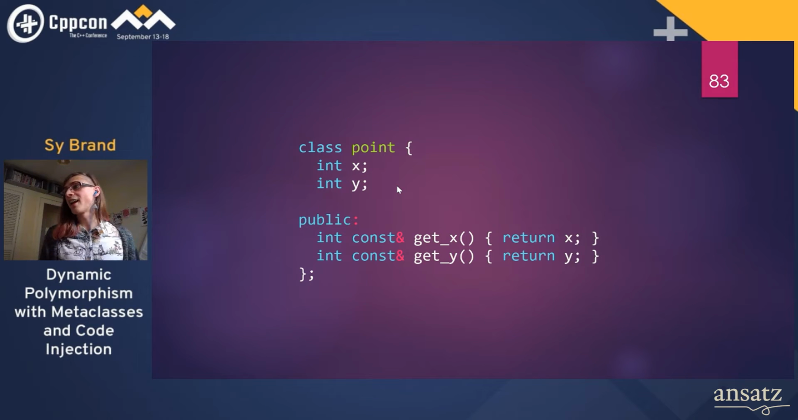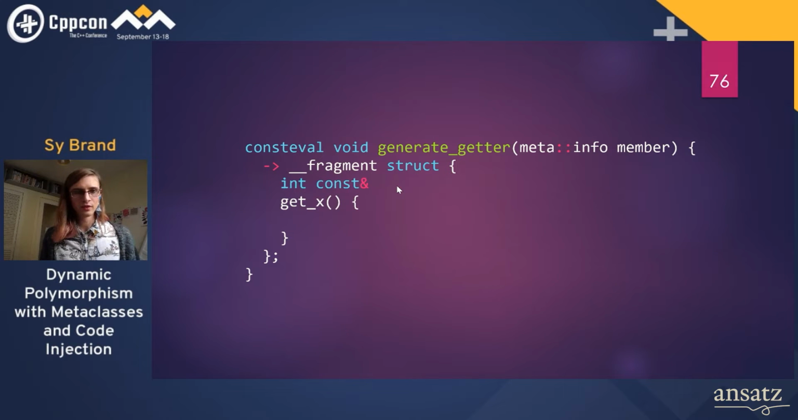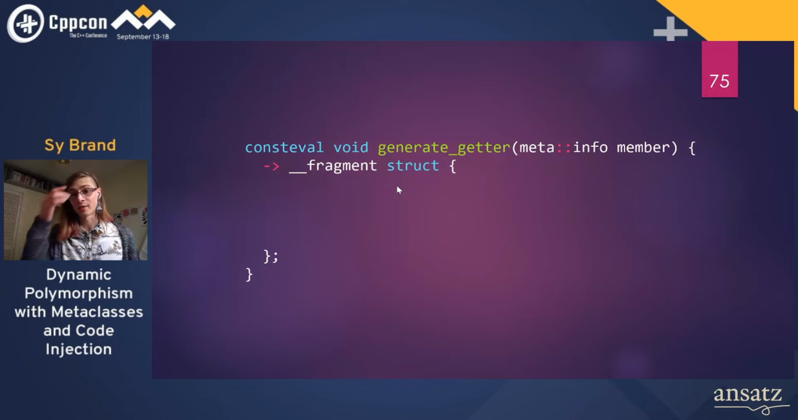Question, what determines the access specifiers of the getters? Would these be private since generate getters appears in the private portion? That depends on the fragment. So here I have said fragment struct, which means it's going to be public. If I said fragment class, then it would be private. You could also put access specifiers in here.